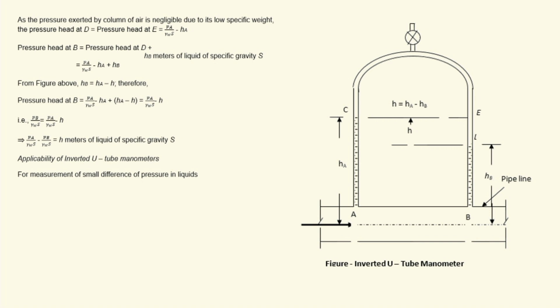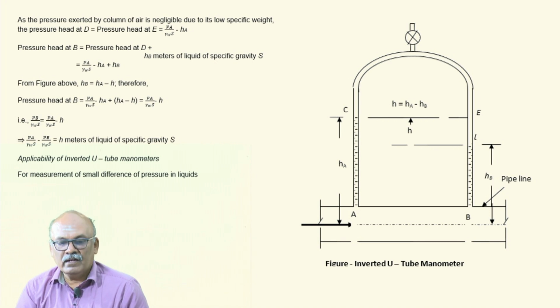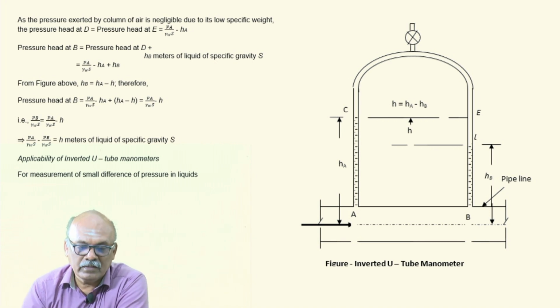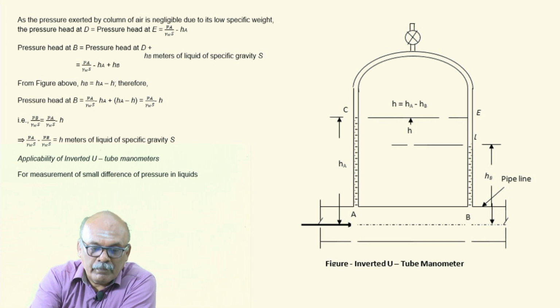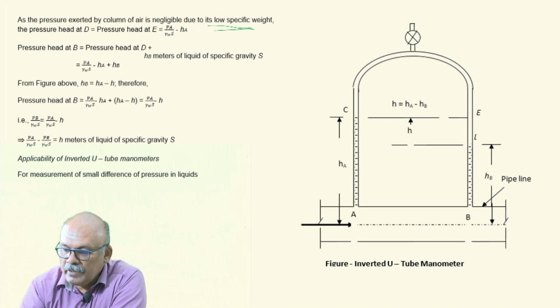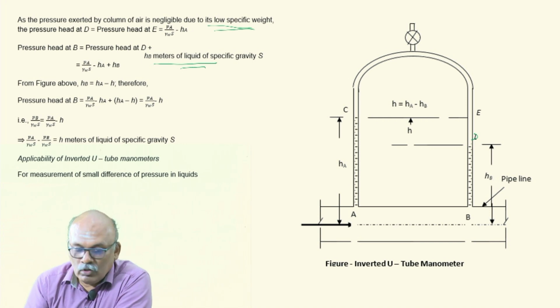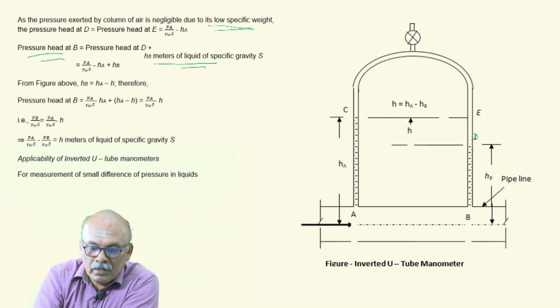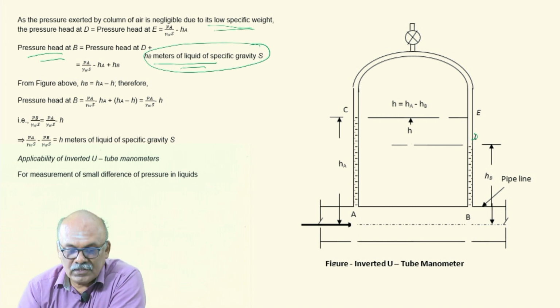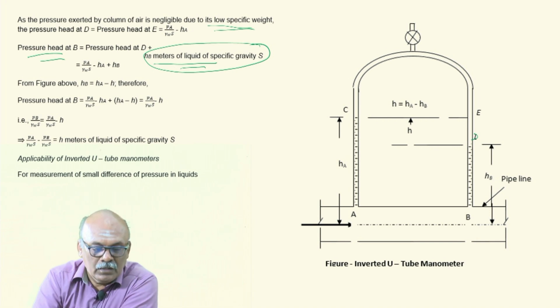Now as the pressure exerted by column of air is negligible, if you take the weight density or specific weight of air, it is very, very less. So let us ignore the pressure exerted by column of air due to its low specific weight. So pressure head at D will be equal to pressure head at E. Then you are coming down to B. So pressure head at B will be pressure head at D plus HB meters of liquid of specific gravity S. So, what is HB?